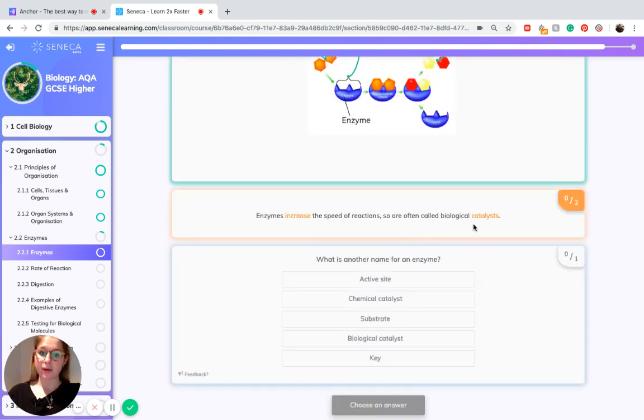So just to remember, enzymes are called biological catalysts, and this explains why they increase the speed of reactions.